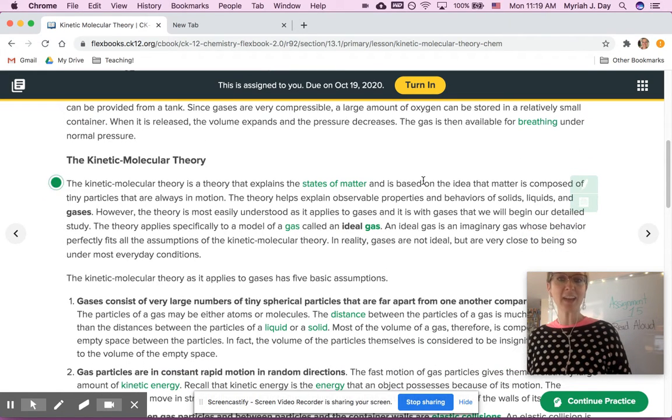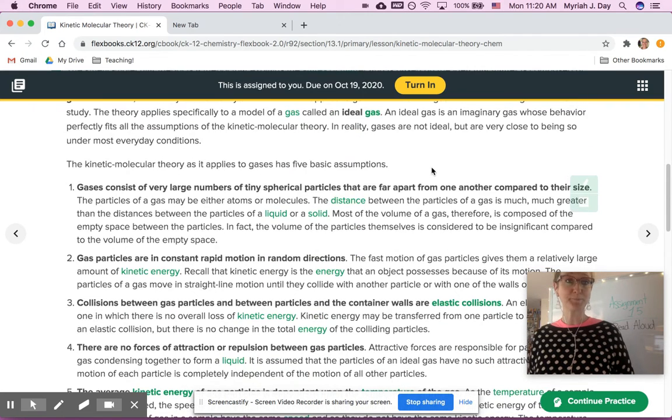An ideal gas is an imaginary gas whose behavior perfectly fits all the assumptions of the kinetic molecular theory. In reality, gases are not ideal, but are very close to being so under most everyday conditions. The kinetic molecular theory, as it applies to gases, has 5 basic assumptions.